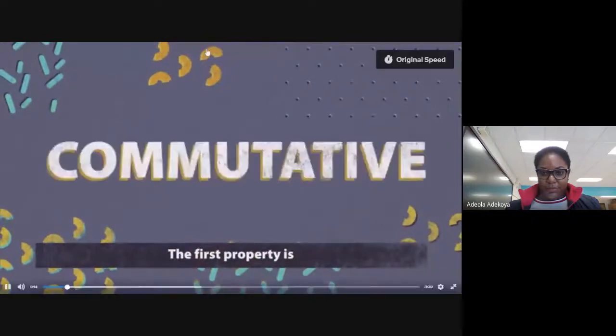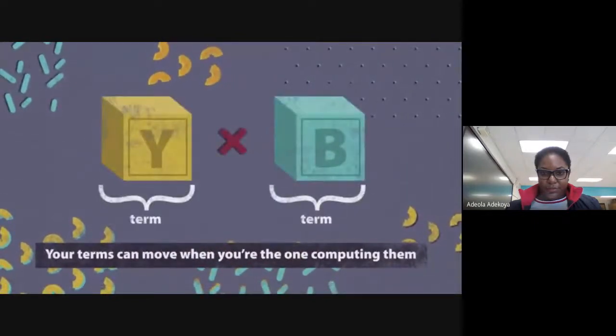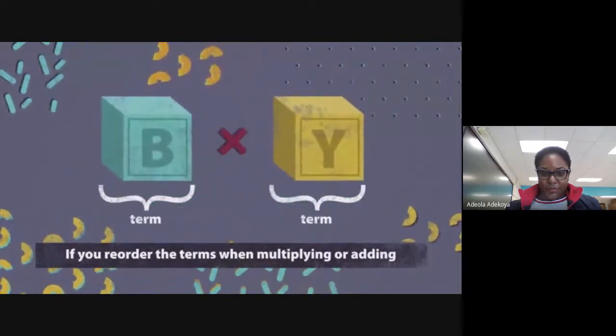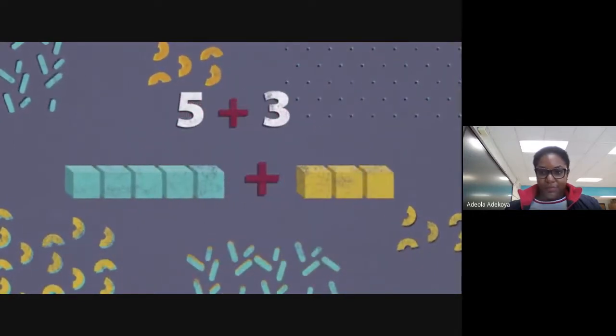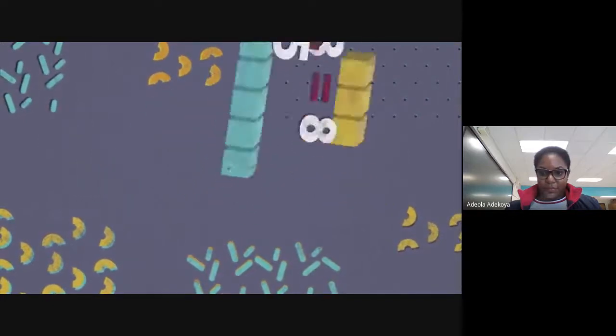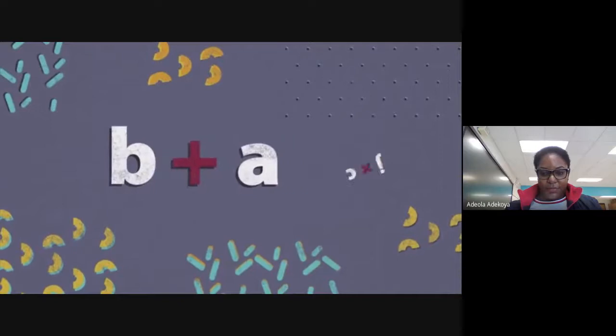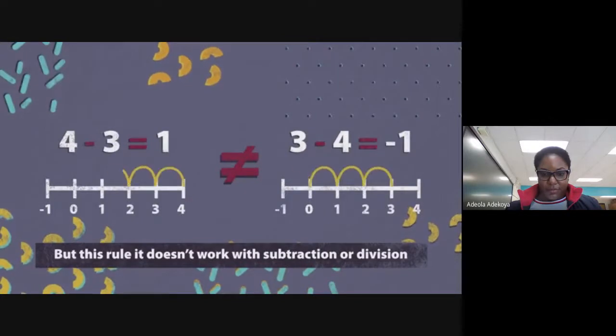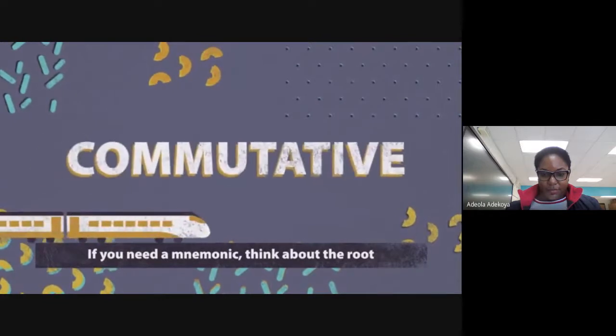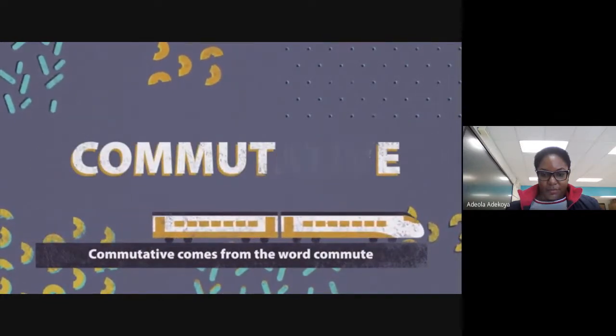The first property is commutative. Your terms can move when you're the one computing them. If you reorder the terms when multiplying and adding, you get the same answer cause the order doesn't matter. 3 plus 5, written a different way, is 5 plus 3, they both equal 8. A plus B equals B plus A, and J times C equals C times J. Addition is not the only operation that works. We can also use multiplication, but this rule it doesn't work with subtraction or division. With subtraction or division, stick with the order given. If you need a mnemonic, think about the root. Commutative comes from the word commute, yeah.